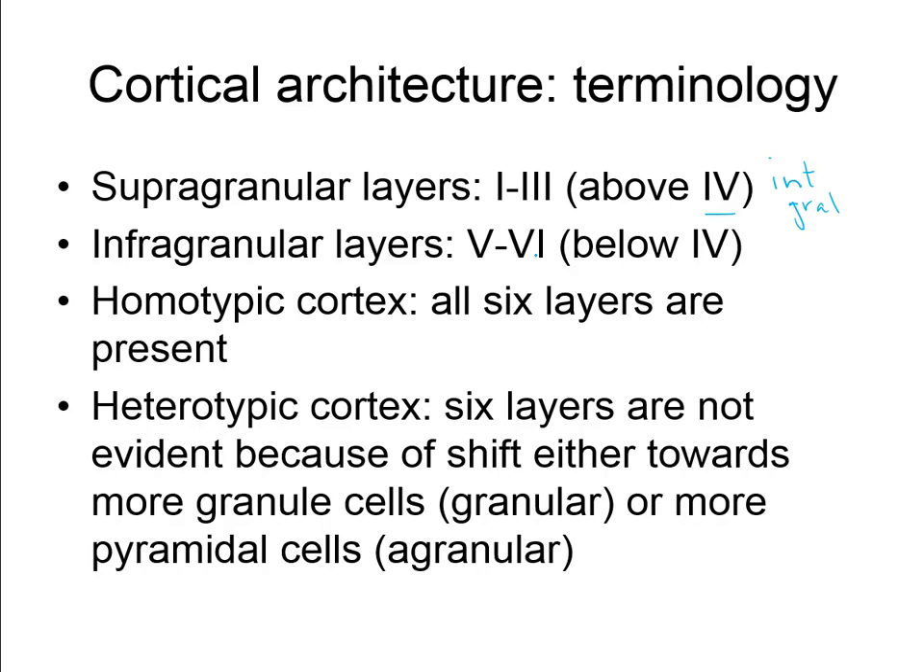You could have more granule cells and fewer pyramidal cells, or you could skew the other way and have more pyramidal cells and fewer granule cells. And so if you've got more granule cells, you call it granular cortex. And if you have more pyramidal cells, intrinsically, by definition, then you must have fewer granule cells, and so you call it agranular. Why is it not called pyramidal cortex? Beats me. For the supragranular and infragranular layers, what if you're talking about the fourth layer? Which one is it? It's neither. It's the granule cell layer. Everything is for reference to it.